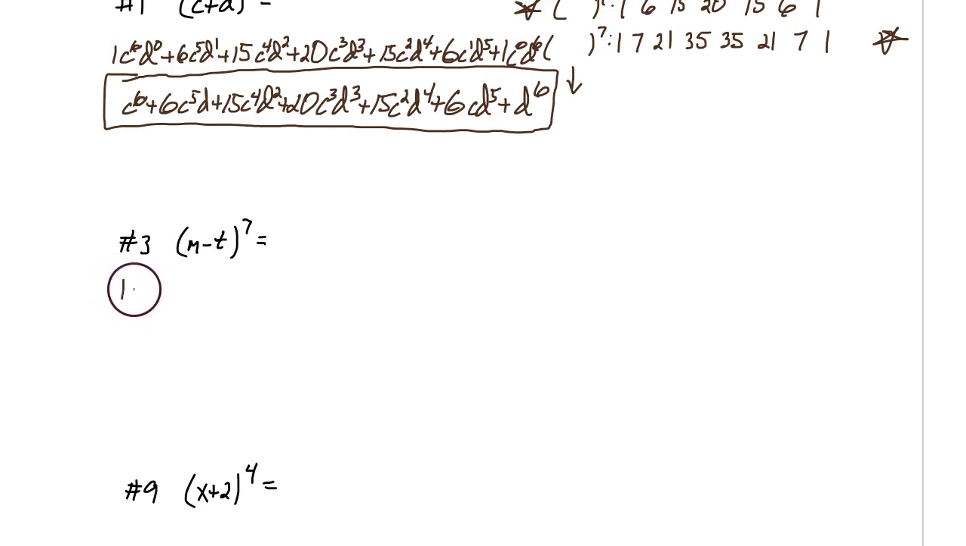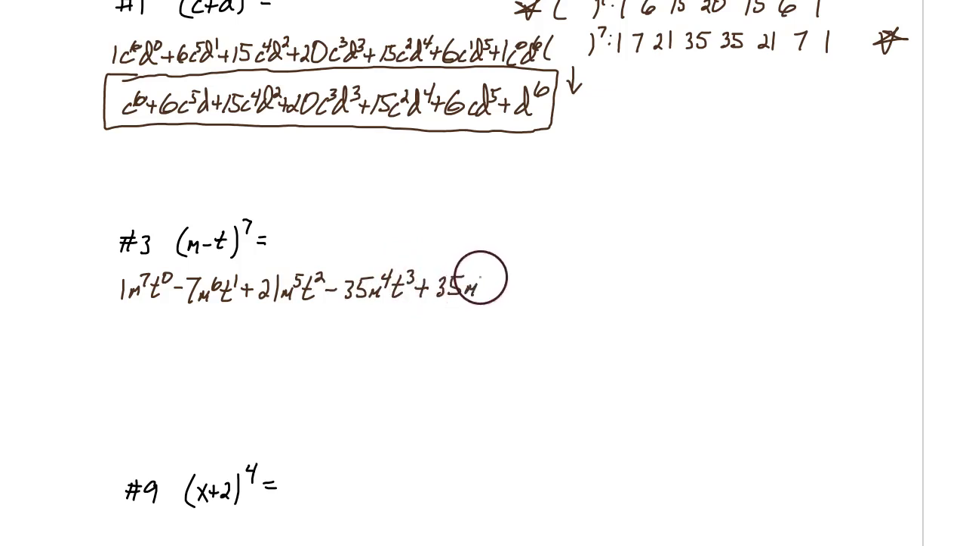So this makes 1 m to the 7 t to the 0 minus 7 m to the 6 t to the 1 plus 21 m to the 5th t to the 2 minus 35 m to the 4th t to the 3rd plus 35 m to the 3rd t to the 4th minus 21 m to the 2 t to the 5th plus 7 m to the 1 t to the 6th minus 1 m to the 0 t to the 7.